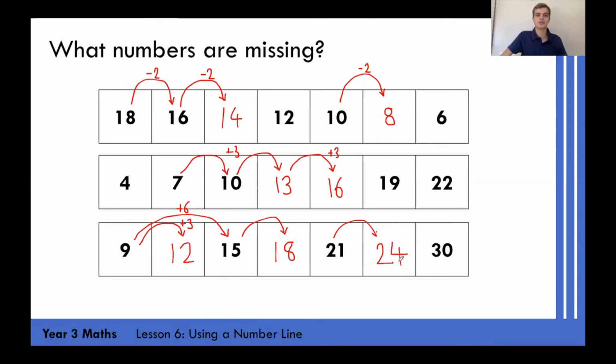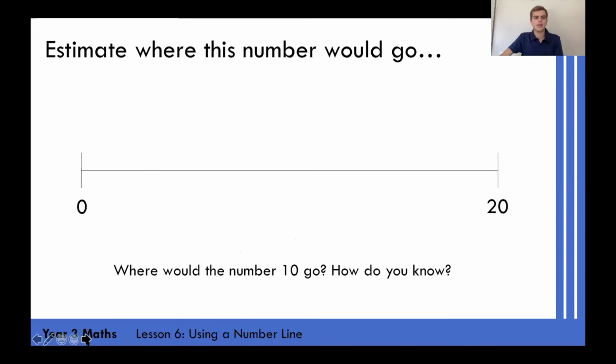work out what we're counting up or down in, and then we can use that to help us fill in the gaps. Now, here we're going to estimate. We use that word estimate: make a prediction, make a guess of where these numbers would go. My number line here starts on 0 and it ends at 20. Now I want to know where the number 10 would go. I wonder if you can work out where you think the number 10 would go on my number line.